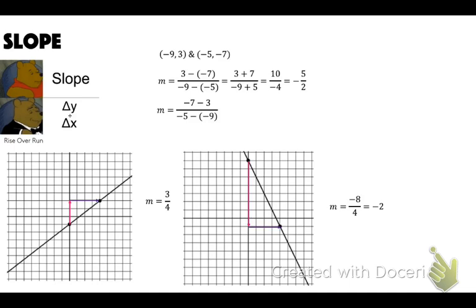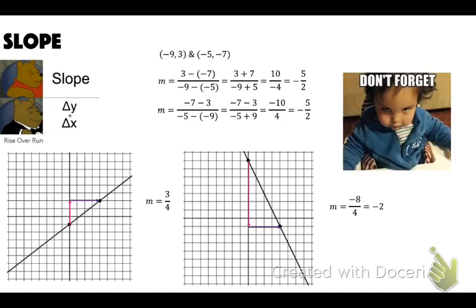Okay, and I'm just going to show you here that if we flip-flop the order we do this in, you're just going to get the same thing. So negative 7 minus 3 over negative 5 minus negative 9, which is negative 7 minus 3, negative 5 plus 9, which is negative 10 over 4, which is negative 5 halves. Same thing, okay? Don't forget that.